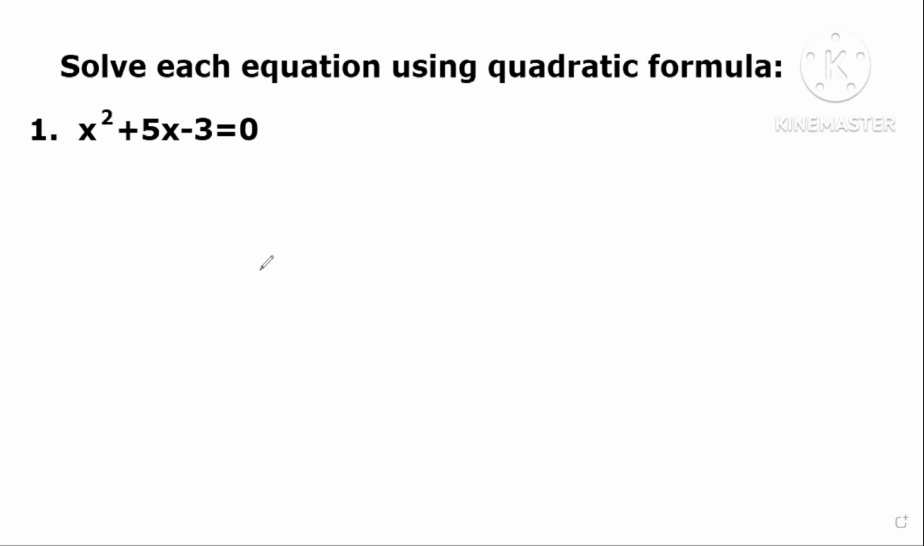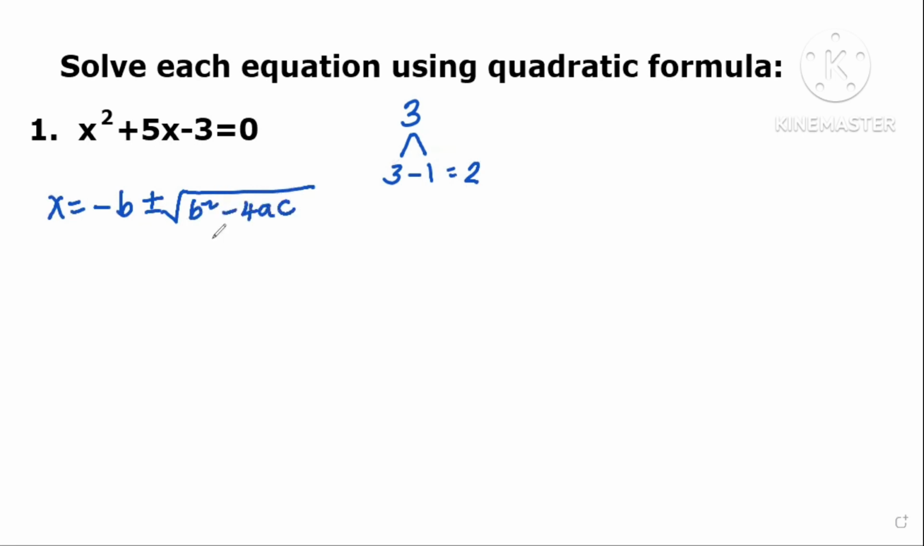Is x squared plus 5x minus 3 factorable? Para maging factorable yan, remember that the last term must give us a factor na kapag sinubtract natin will give us the middle term, which is 5, no? But the only factors of 3 are 3 and 1. So pag ito sinubtract natin, this will give us a difference of 2. Hindi lalabas yung 5. So obviously, this is not factorable. That is why we are going to use the quadratic formula. Okay? So what is the formula? x is equal to negative b plus or minus the square root of b squared minus 4ac over 2a.